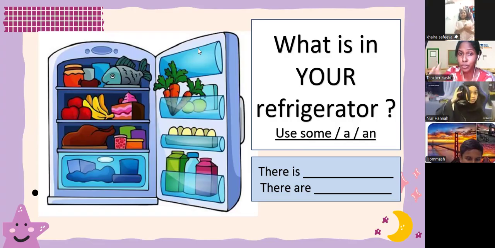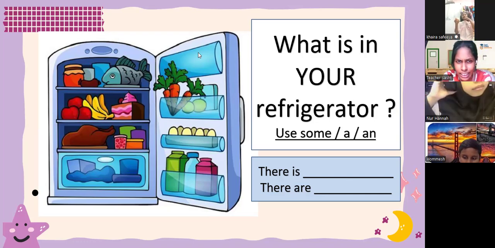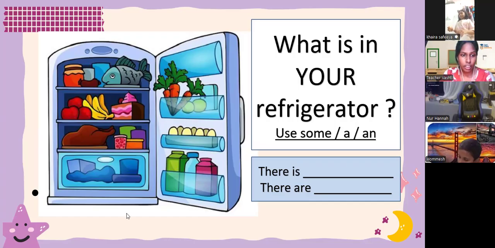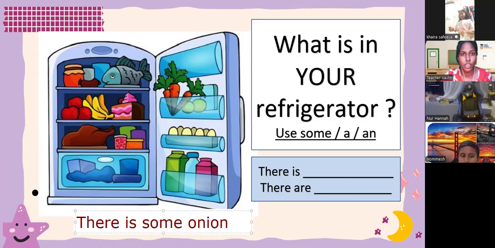What do you have? Tunjuk or show and tell? There is some onion. Again, louder. There is some onion. Okay, wait. There is some onion. Betul? Satu je onion. Bawang tu satu je.